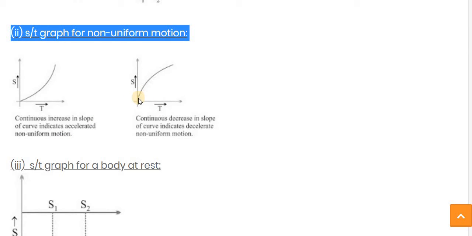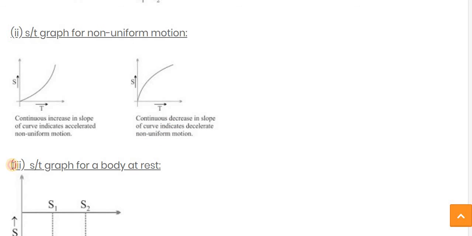Whereas if we get a decrease in slope, that indicates that after some time interval, the velocity of the object decreases. So in such a case, we get the continuous decrease in slope of the curve, which indicates the decelerated non-uniform motion.